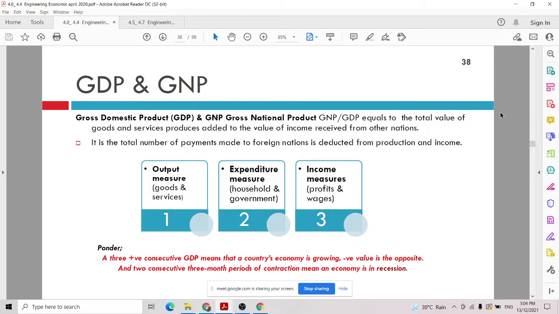So what is a GDP? GDP we call it a gross domestic product. GNP is a gross national product. Basically, we call it the total number of payments made to the foreign nation, deducted from the production and income. Okay, so we have the output measure, the expenditure measure, and the income measure. We look into this one by one.